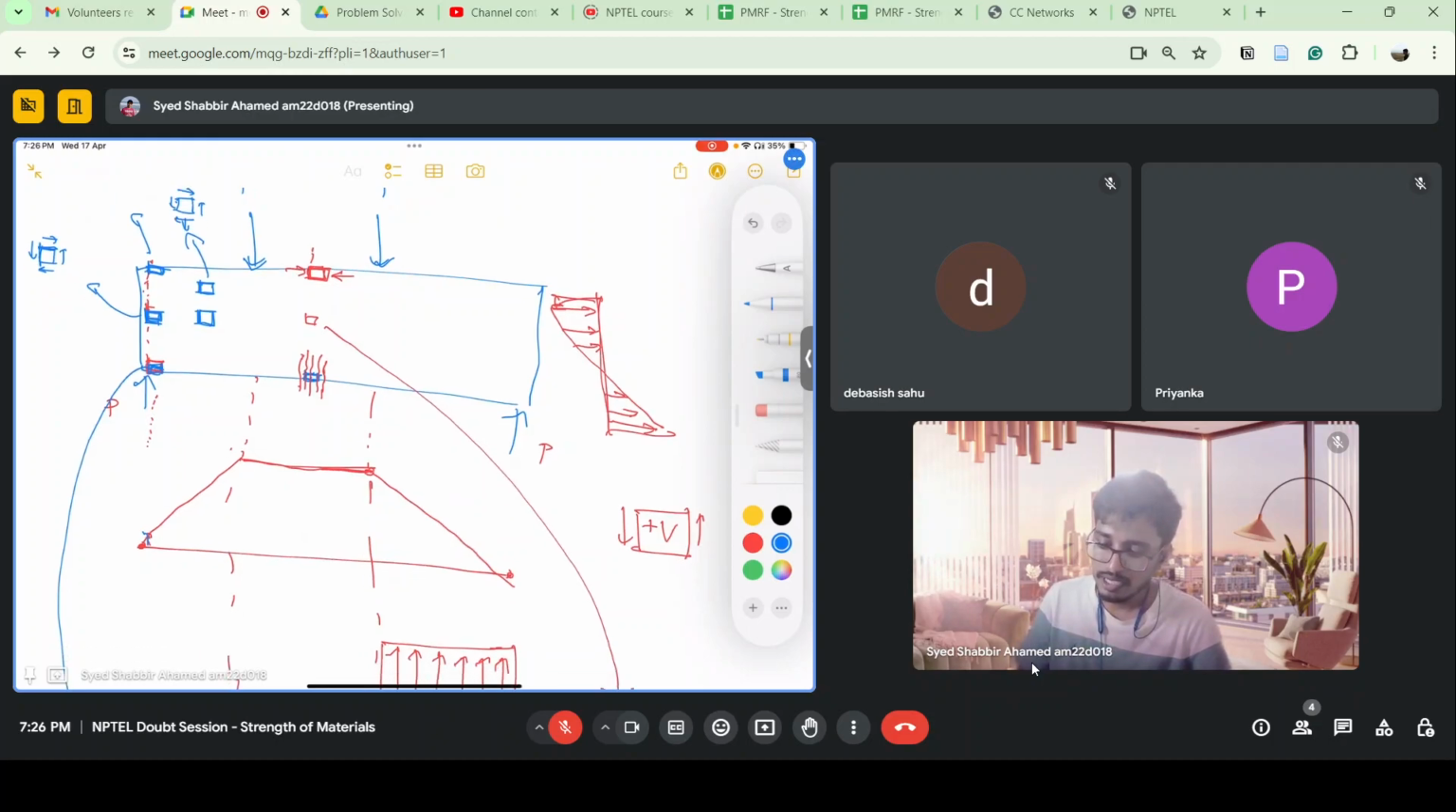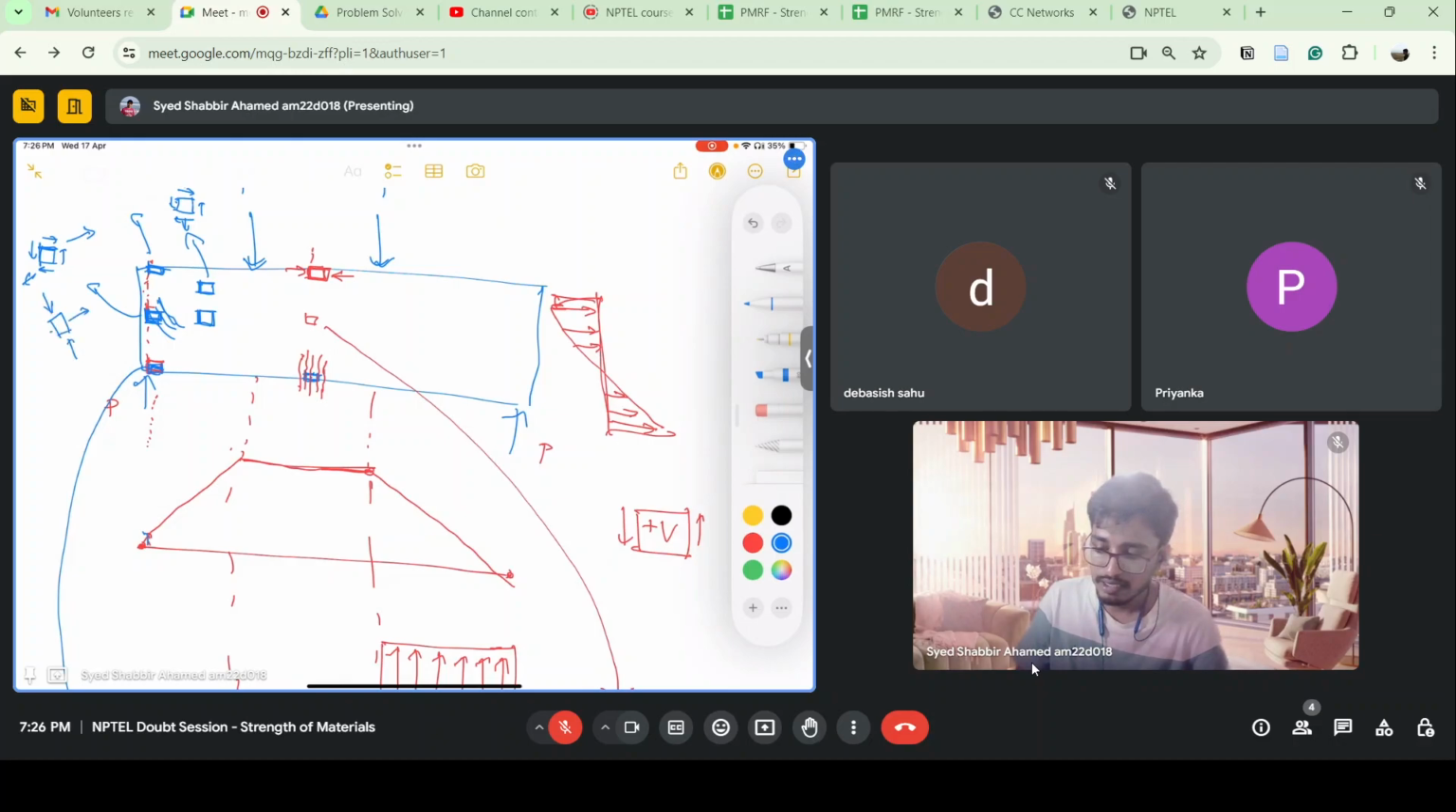So as you can see at the support, there is only pure shear stress. Due to that, cracks will occur like this, in this direction. We have seen that due to the pure shear stress, I'll get something like this.